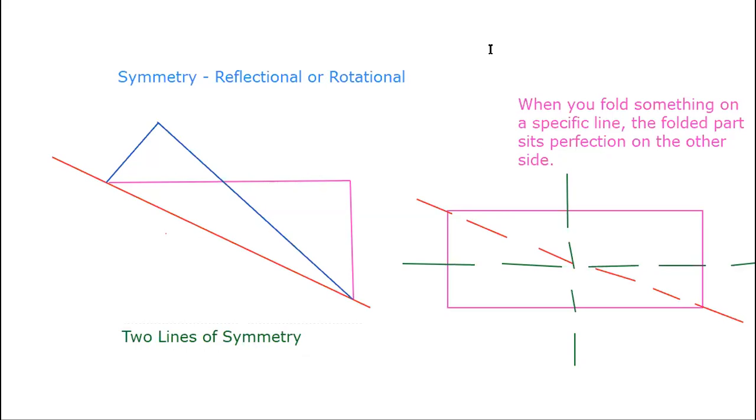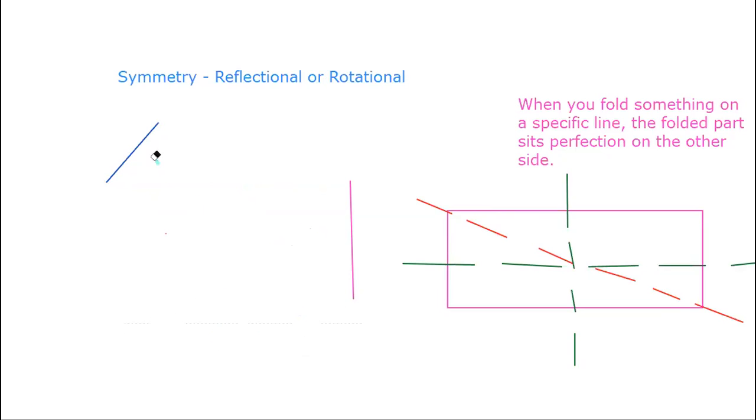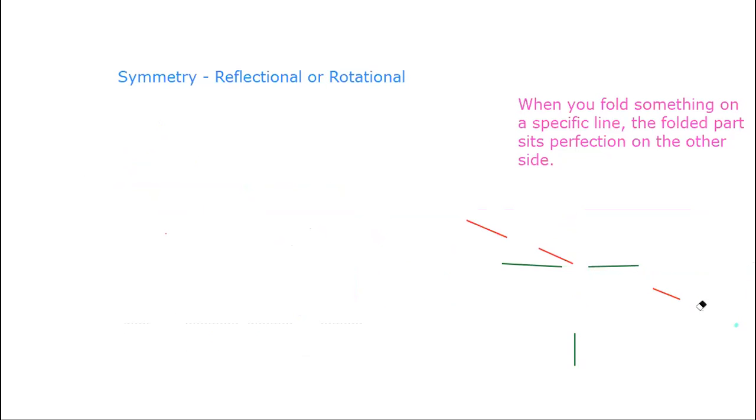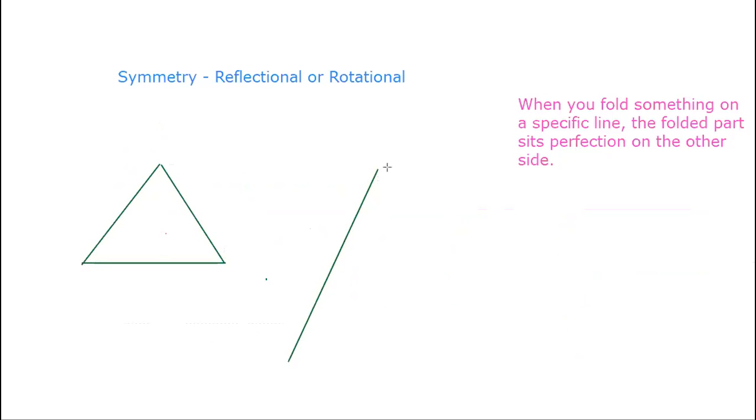So let's look at a triangle. And let's talk about that. Let's see lines of symmetry on triangles. Well, we've got three different kinds of triangles. We have the equilateral triangle, which means all sides and all angles are equal. Then we have the isosceles triangle. Looks like a tent or a traffic cone. And then we have a scalene triangle. So a scalene triangle, nothing is the same.